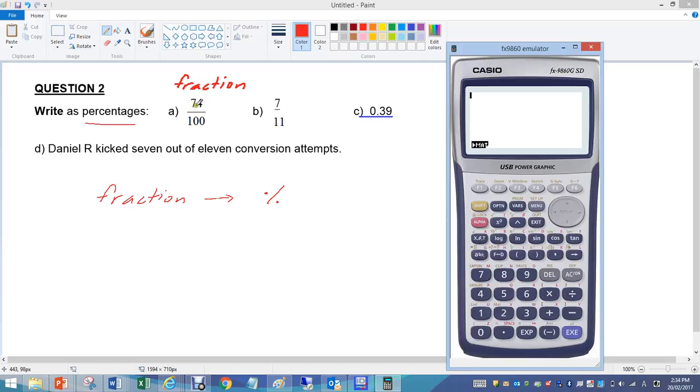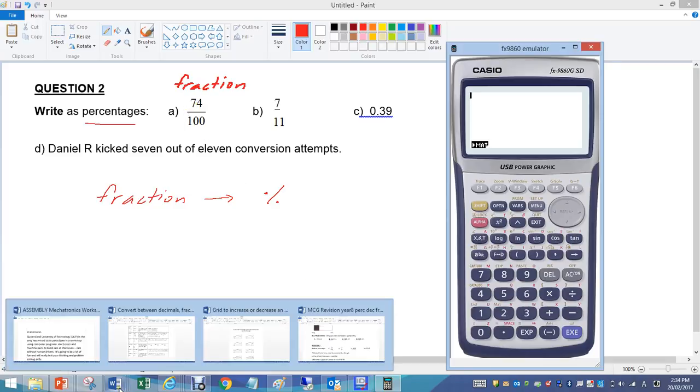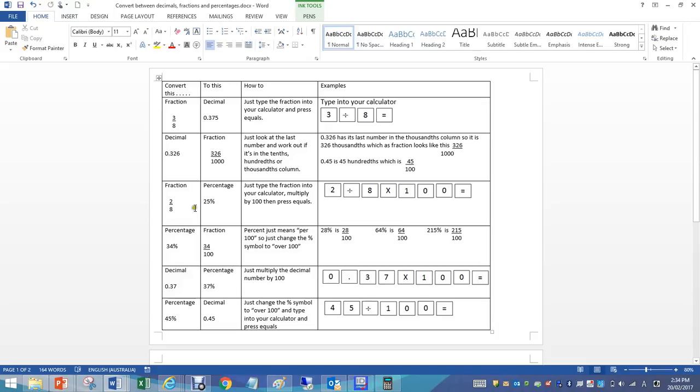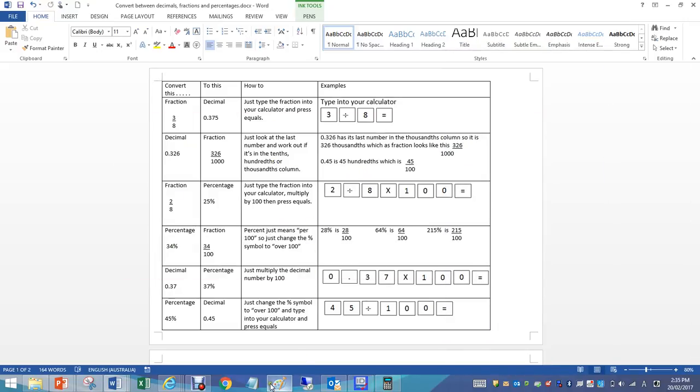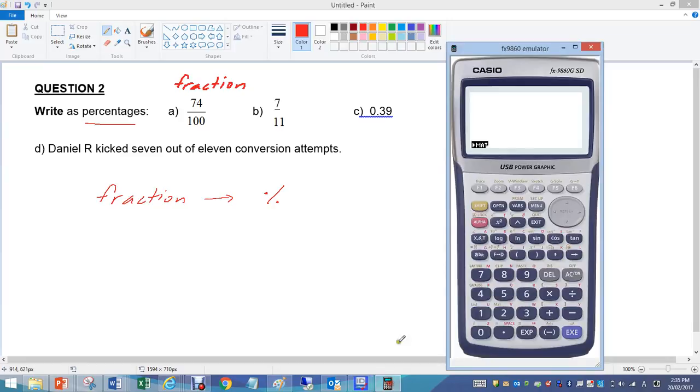So, as the sheet says, fraction to percentage, type the fraction into your calculator and multiply by 100 and press equals. So we've got 74 divided by 100, and then we times by 100. That's how we get it into a percentage.